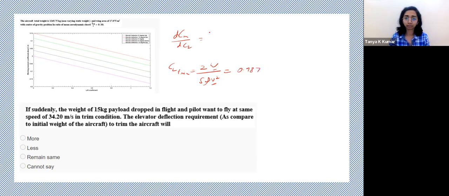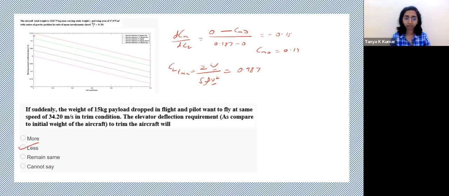Now if I put this back in the main equation, you get CM naught as slightly less than 0.15, so you get something around 0.14, okay? So that is somewhere here, right? That will be a magnitude of less than 15 degrees, so the amount of deflection required would be less. You don't have to deflect it 15 degrees. You will deflect it a little less, okay?